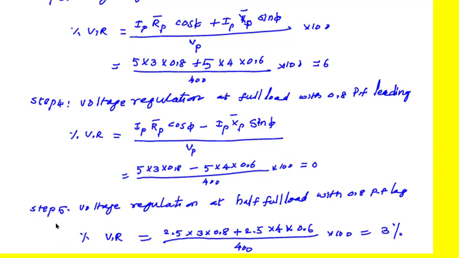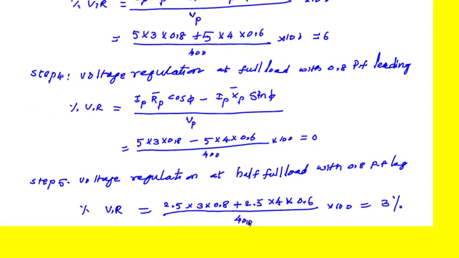Then step 5: what is the voltage regulation at half full load under lagging condition? The power factor is given, and the half full load current we also know. So instead of I_P, we write 2.5, into R_P bar given as 3, power factor 0.8, plus 2.5, the I_P value under half full load, into X_P bar given in the problem as 4 ohms, into 0.6. Remember, we put a plus sign here because the power factor is lagging, as we derived in the formula. Divide by the primary winding voltage rating of 400, multiply by 100, and we get 3%.